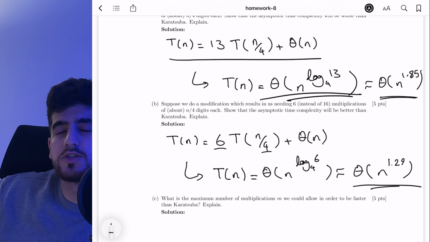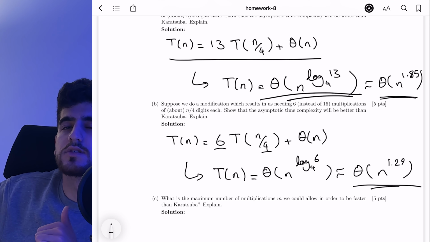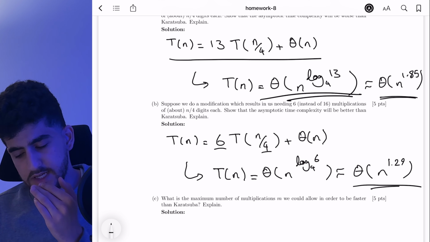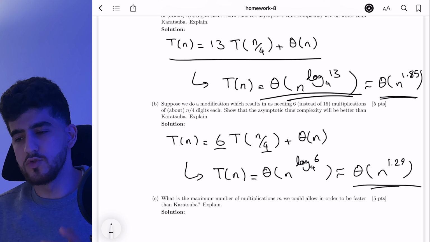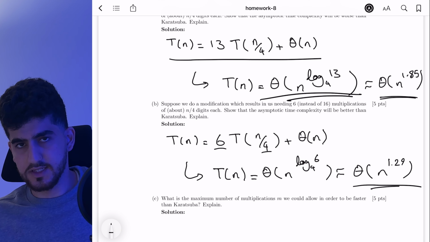If you're not completely okay with master theorem, make sure to watch the other video about the master theorem. The master theorem is very important. You can find the intuition behind it. I mean, even if you don't know the master theorem, you can find out what your time complexity is.